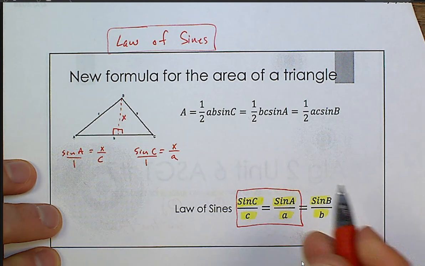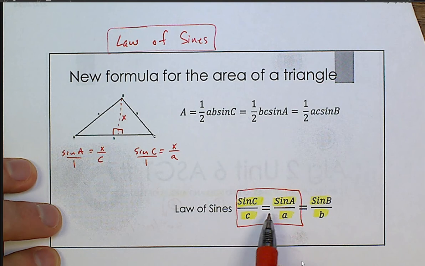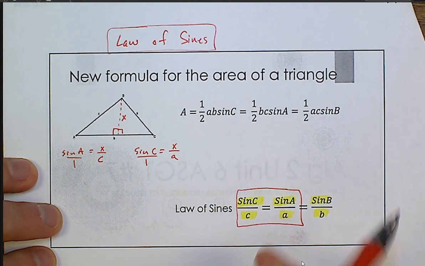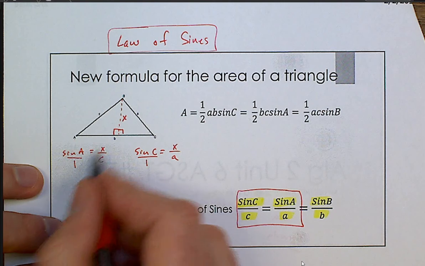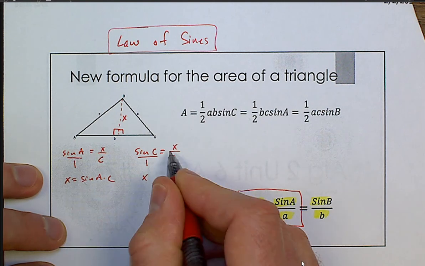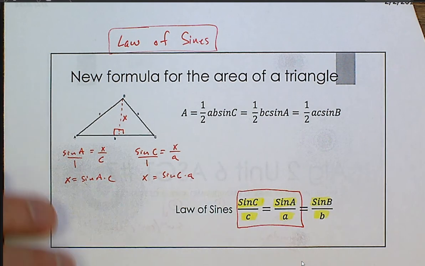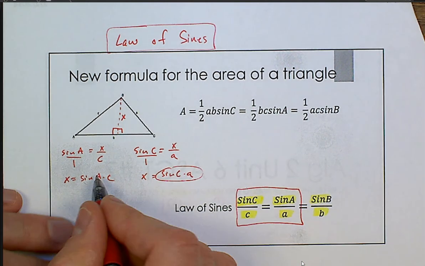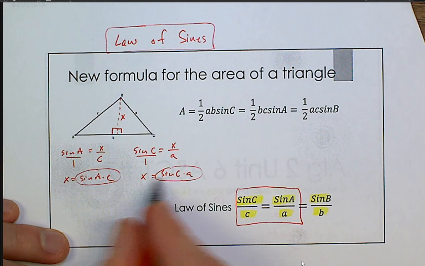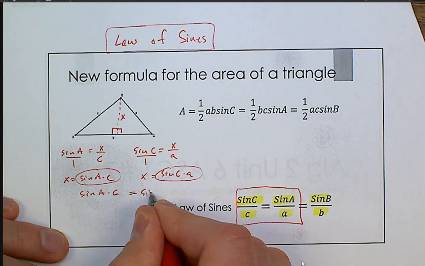And again, what I'm doing right now is deriving this formula. I'm showing you how we get this formula, even though this is really all you need to know. So I'd get x equals sine of A times c, and over here I'd get x equals sine of C times a. Now, using substitution, since these are both equal to x, I'm going to set them equal to each other. So sine of A times c equals sine of C times a.